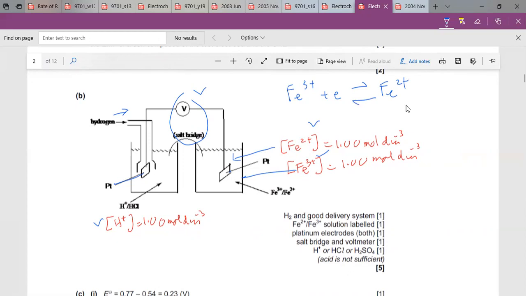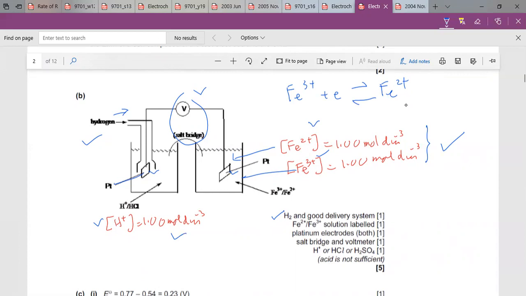Okay, so see the marking scheme. H2 is always a good delivery system. This is 1 mark. Fe2 plus, Fe3 plus, label. Now I told you what to label here, yes, but this one is better. Okay, platinum electrodes for both of them, 1 mark here. Salt bridge and 1 molar again, 1 mark here. Okay, the acid, of course, must also be labeled. 5 marks, man. My goodness, so simple.